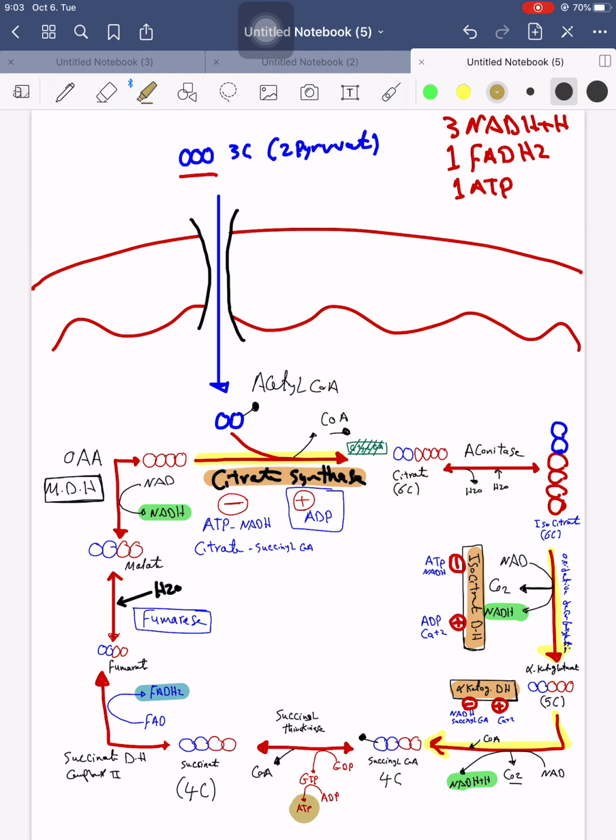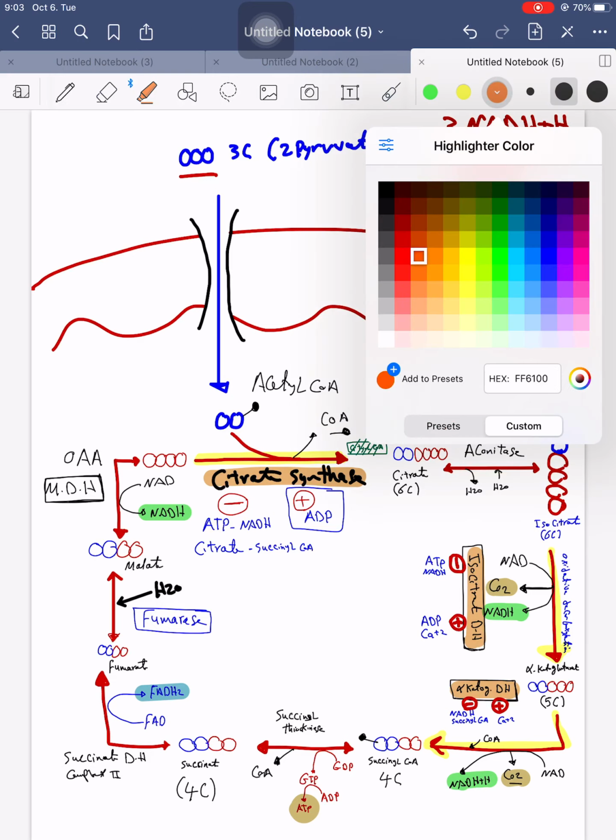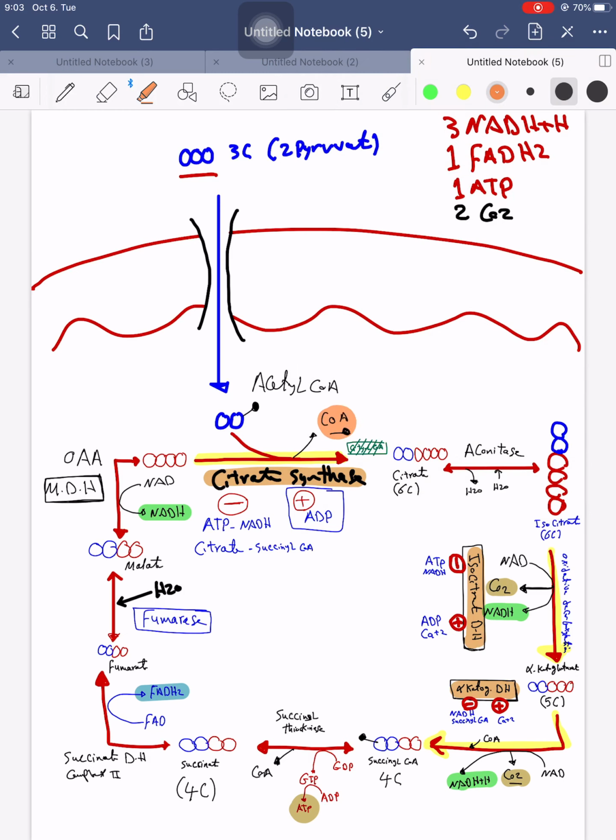Okay, how many CO2? We're producing 2 CO2. From where, guys? We have 2 steps, from isocitrate to alpha ketoglutarate, and from alpha ketoglutarate to succinyl coenzyme A, we have 2 CO2. And how many coenzyme A? We're producing 1 coenzyme A from here. 1 coenzyme A I produced here, and I will produce 1 more coenzyme A. So we are also producing 2 coenzyme A. Here is the total production from 1 acetyl.